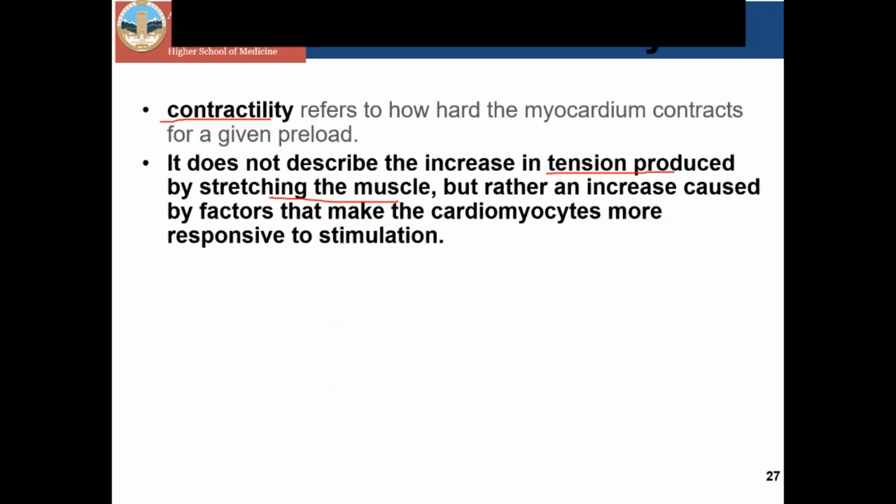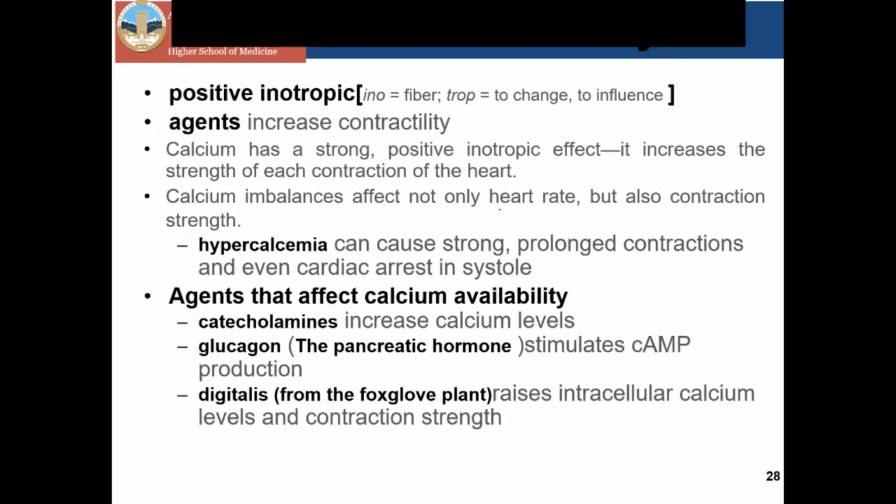It's about preload. Stretching in the muscle happens when our ventricle is filled, when blood goes inside. It's about how much blood comes to the ventricle. It stretches the muscle and also increases the tension. This is preload. But contractility increase is caused by the factors that make the cardiomyocytes more responsive to stimulation. Contractility is about the factors which affect these stimulations. For example, inotropic. Before we discussed the chronotropic, about the time.